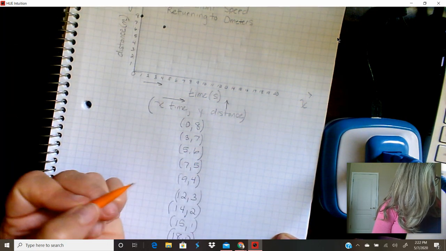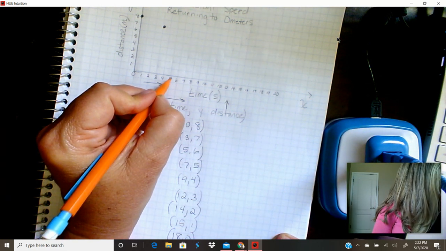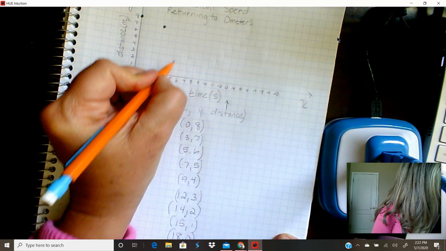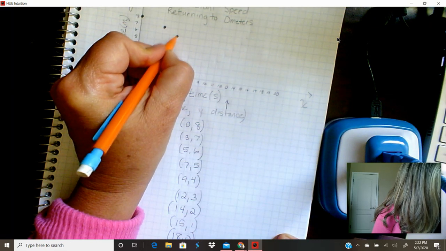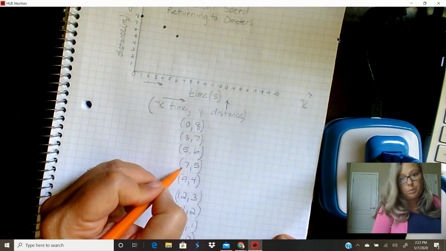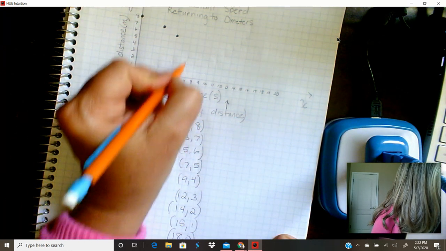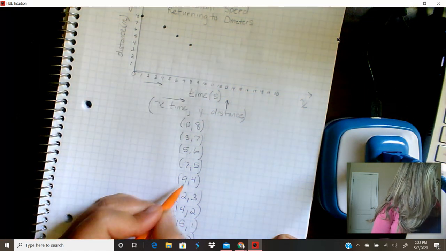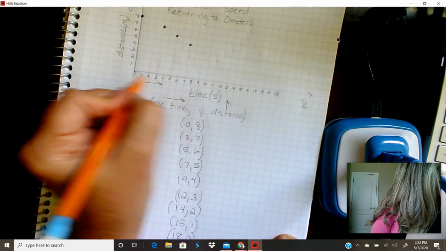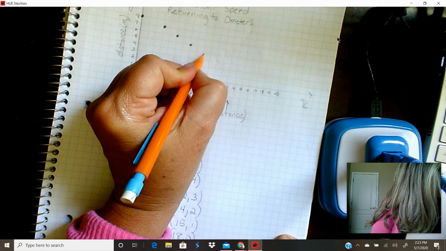Next is 5 and 6. We're crawling over to 5 seconds, and we're climbing up to 6 meters. The next one is 7, 5. We're going to crawl over to 7, and climb up to 5 meters. The next one is 9, 4. We're going to crawl over to 9 seconds and climb up to 4 meters.